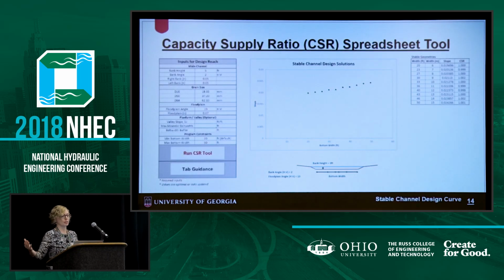So this is the slide where you can't read it, so I'll read it for you. This is the capacity supply ratio spreadsheet tool. These are the inputs on the left-hand side. You're going to have inputs for your supply reach and your design reach.